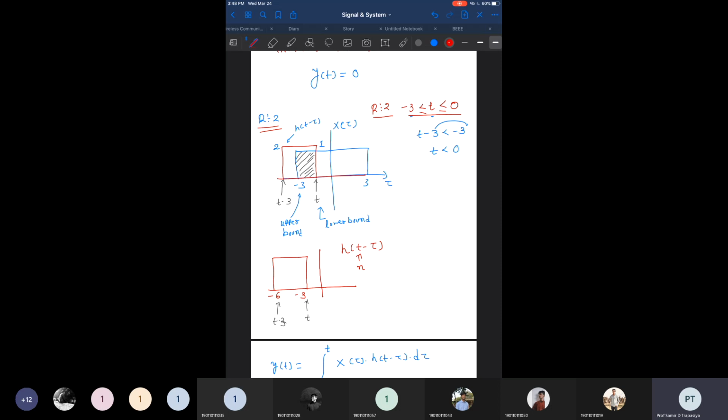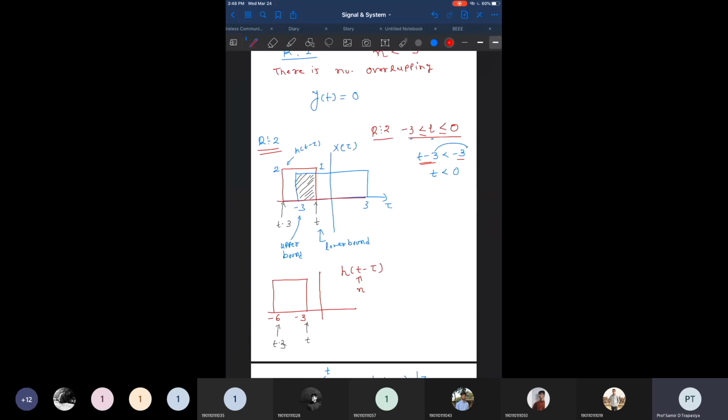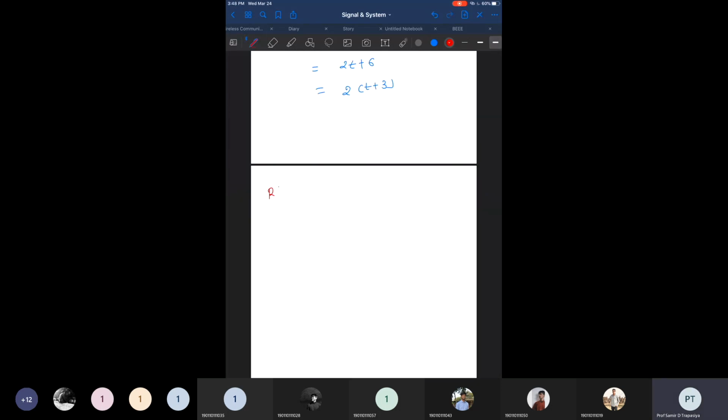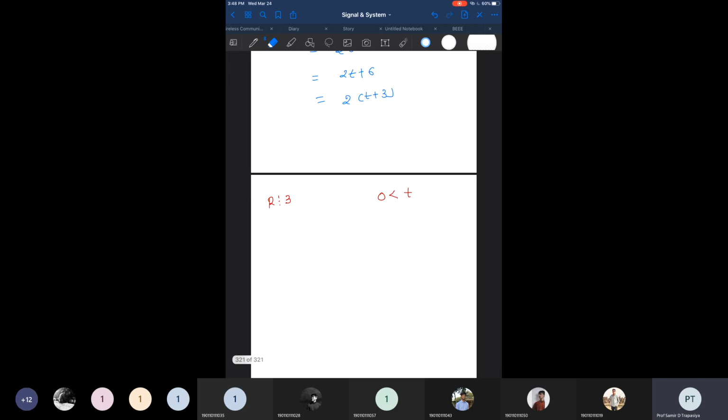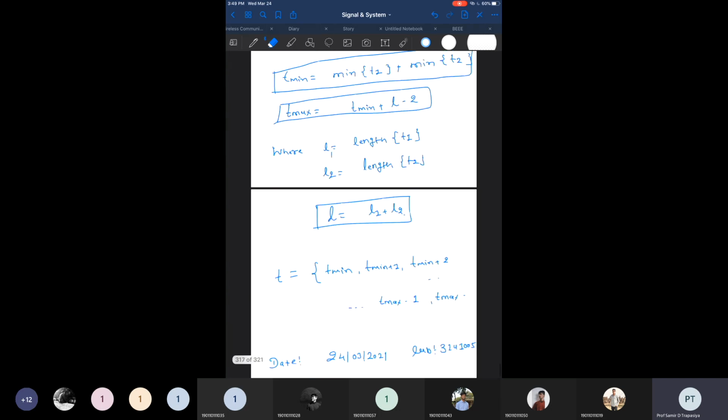Now when t minus 3 crosses -3, we can have a new scenario. So we are going to that portion. Then we come to region number 3, which is the region when t is larger than 0. Equal we have already considered. Then what happens? We again take a look at these two signals.